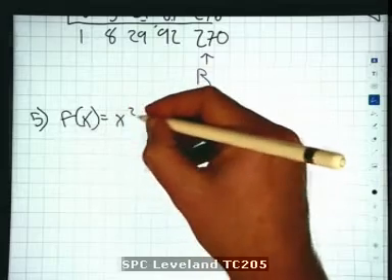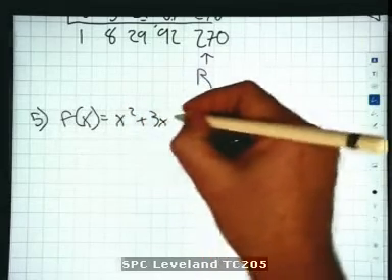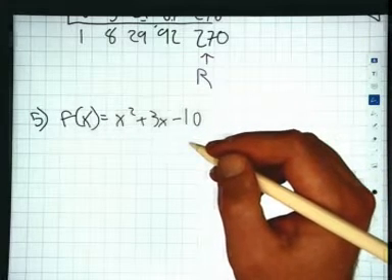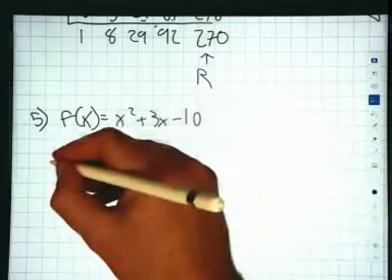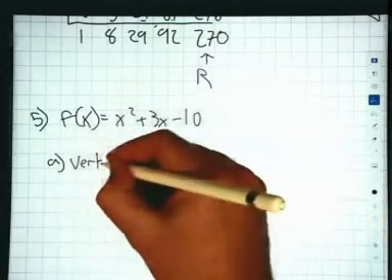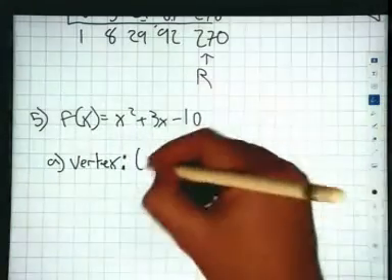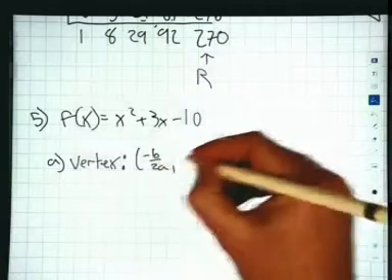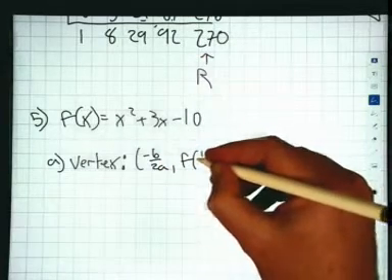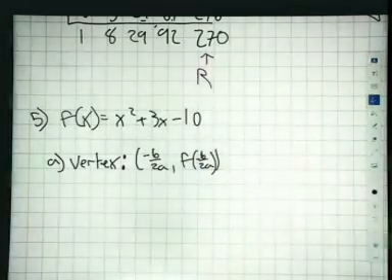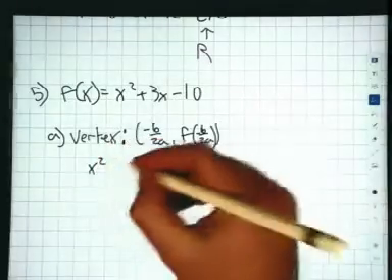Yes. Okay, f of x is equal to x squared plus 3x minus 10. So the first question is, what is the vertex? Again, you could go through and do negative b over 2a, the function evaluated at negative b over 2a. I don't know, I feel like redeeming myself. I'm going to go through and do the vertex form.